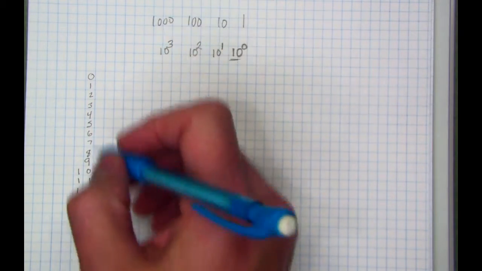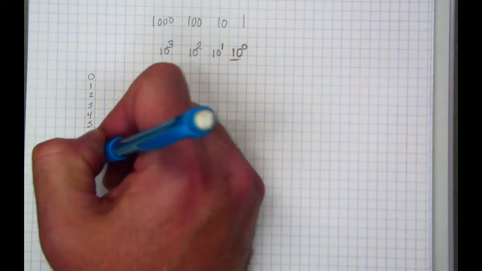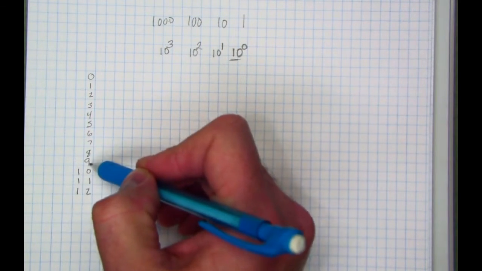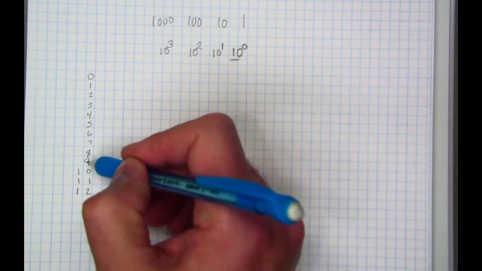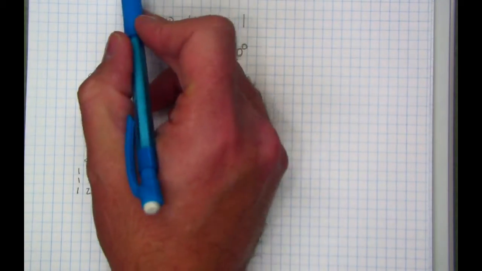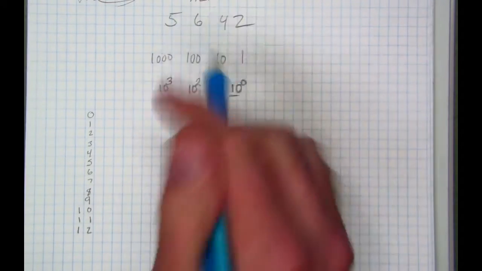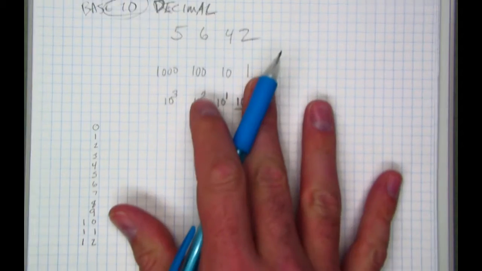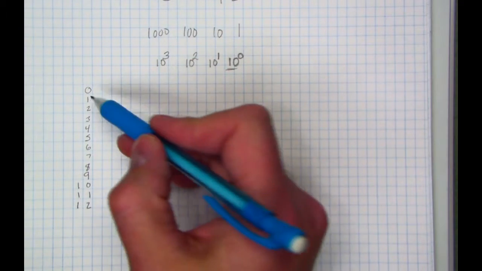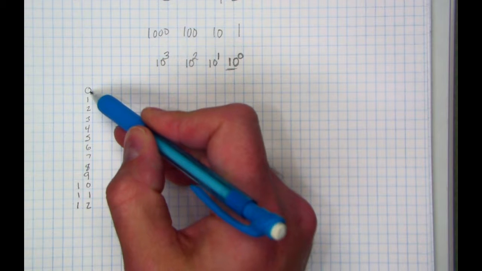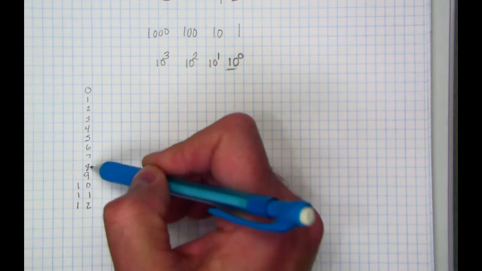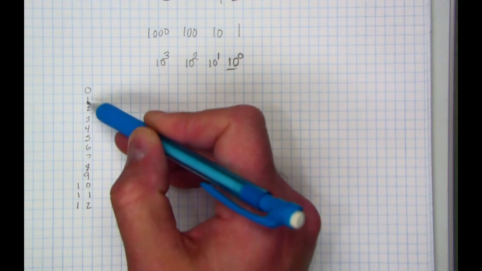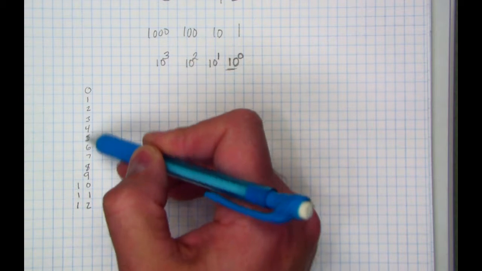So if I think about this, notice this column stops at 9 because I have 10 digits in base 10. I have 10 digits in my base 10 numbering system, and those digits are 1 through 9, but I also have to include my starting 0. Not that it goes to 10, but that it actually starts at 0 and goes to 9.